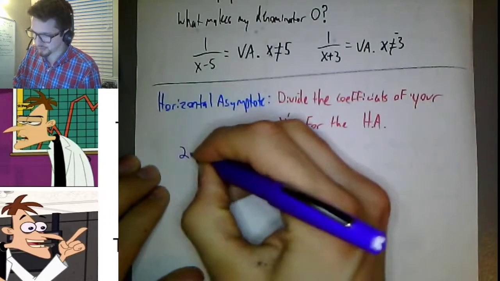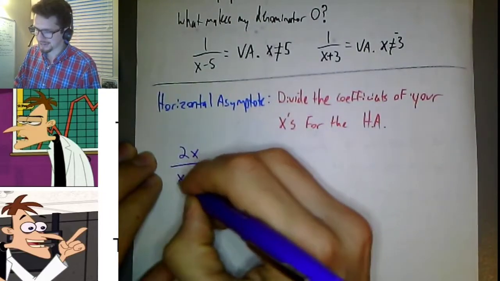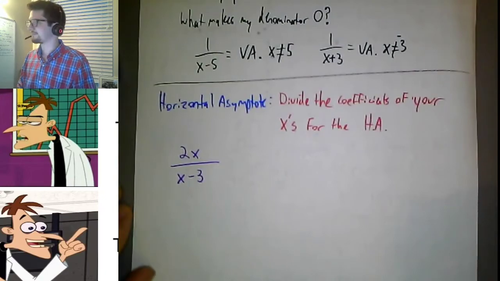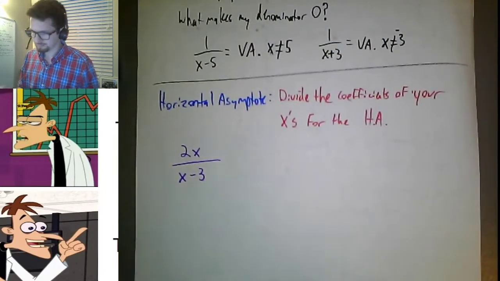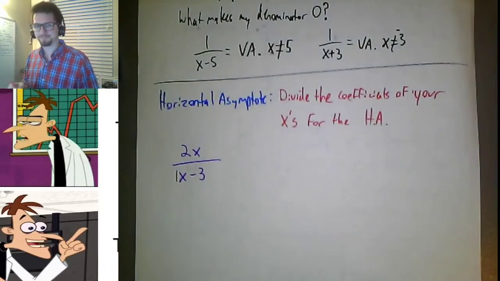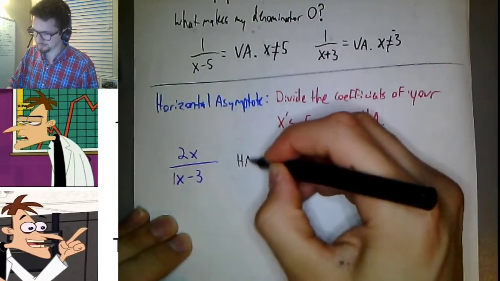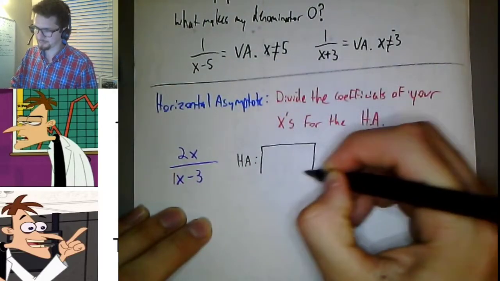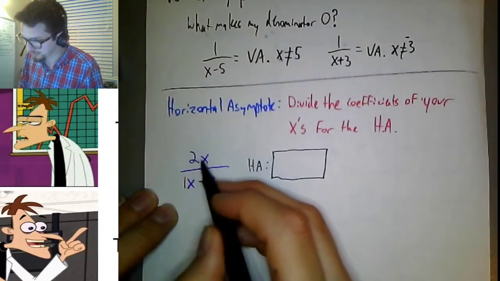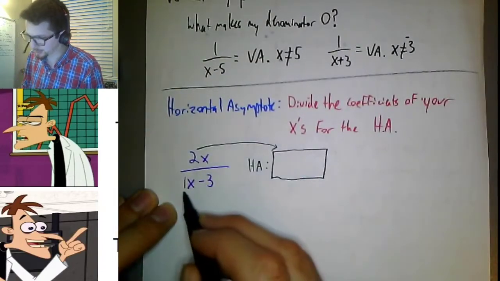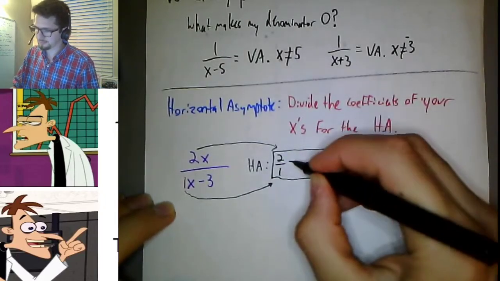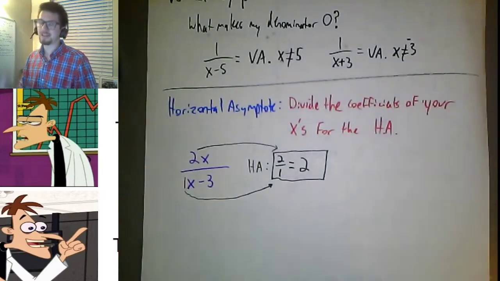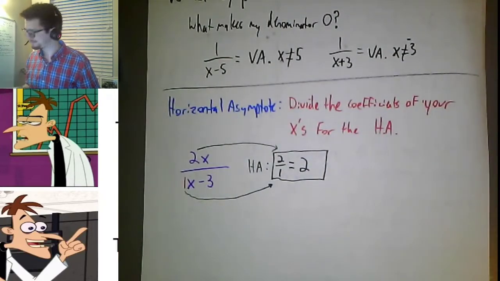If you have 2x over x minus 3, okay? What is the coefficient of your x down here? Well, it's kind of secretly 1, isn't it? So to find my horizontal asymptote, here's what I'm going to do. I'm going to take my coefficient of x in the top and my coefficient of x in the bottom and put those in a fraction together. What's 2 over 1? 2. 2 is my horizontal asymptote.